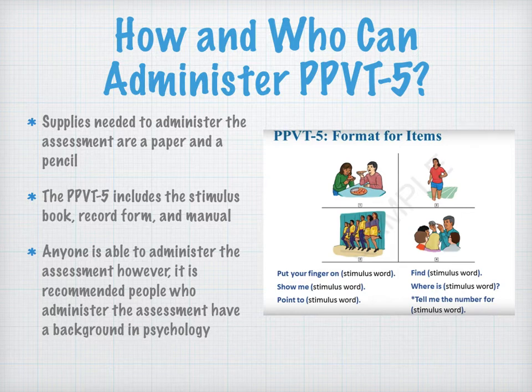The PPVT-5 includes the stimulus book, record form, and manual. The assessment is administered individually and takes about 10 to 15 minutes. The stimulus book looks like an easel-styled book with 4 pictures in a quadrant. Each picture is numbered 1 through 4 at the bottom. The assessor will ask point to, touch word, so it'll be point to pencil, touch eraser.